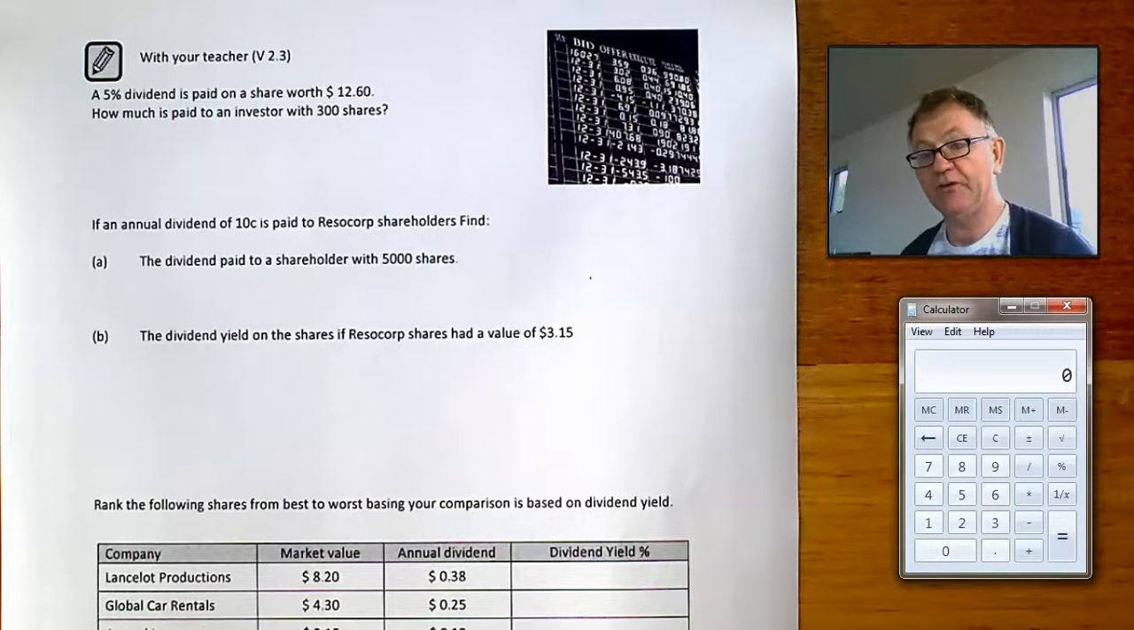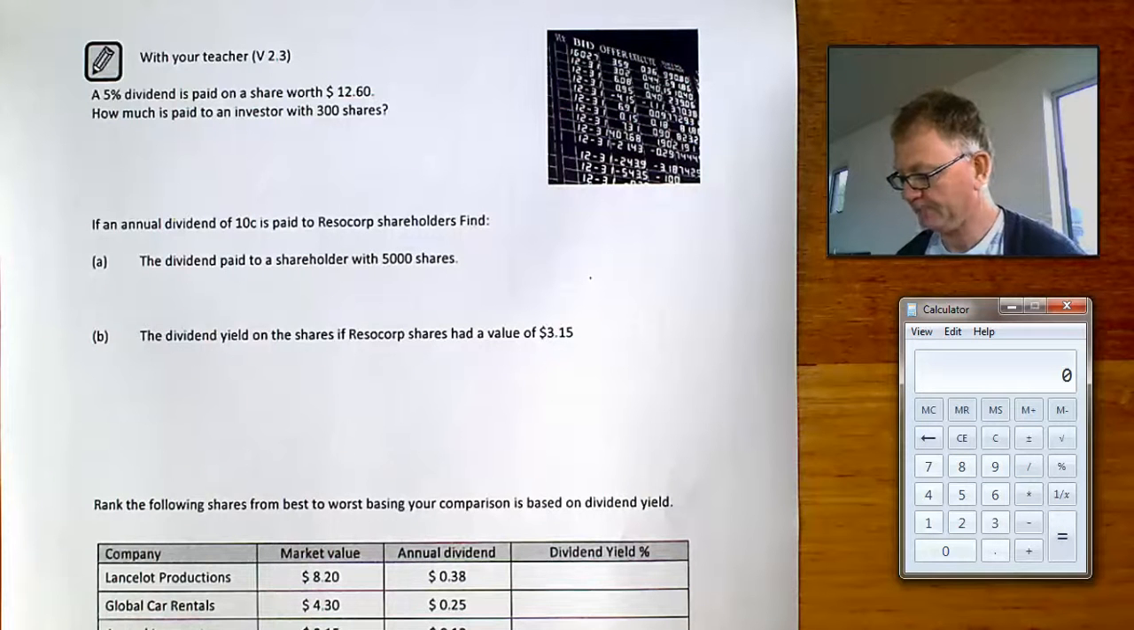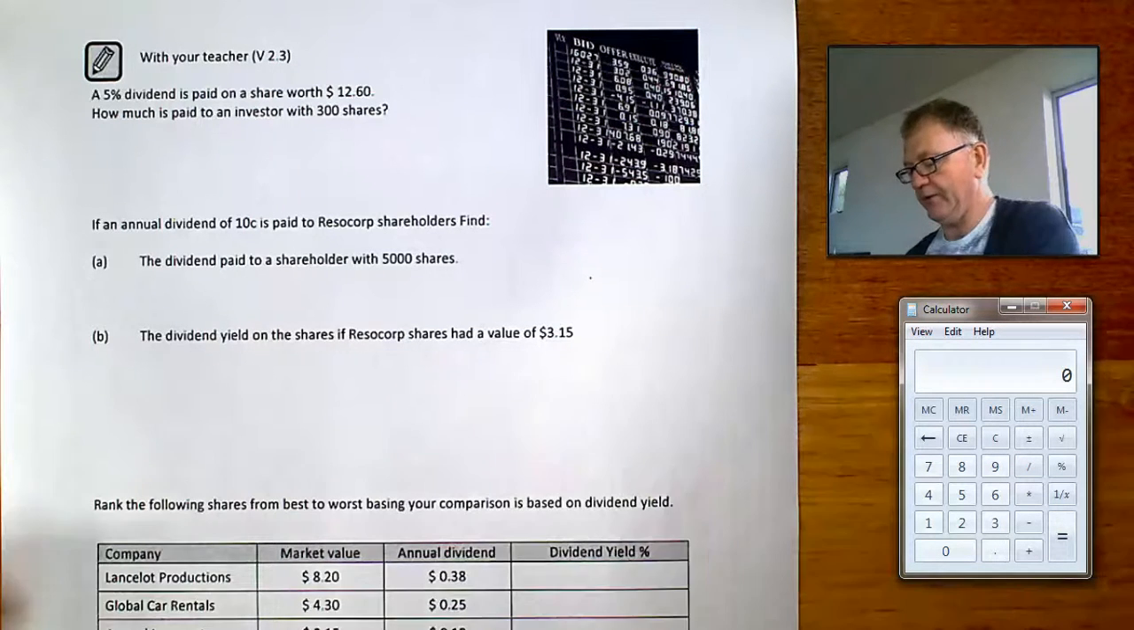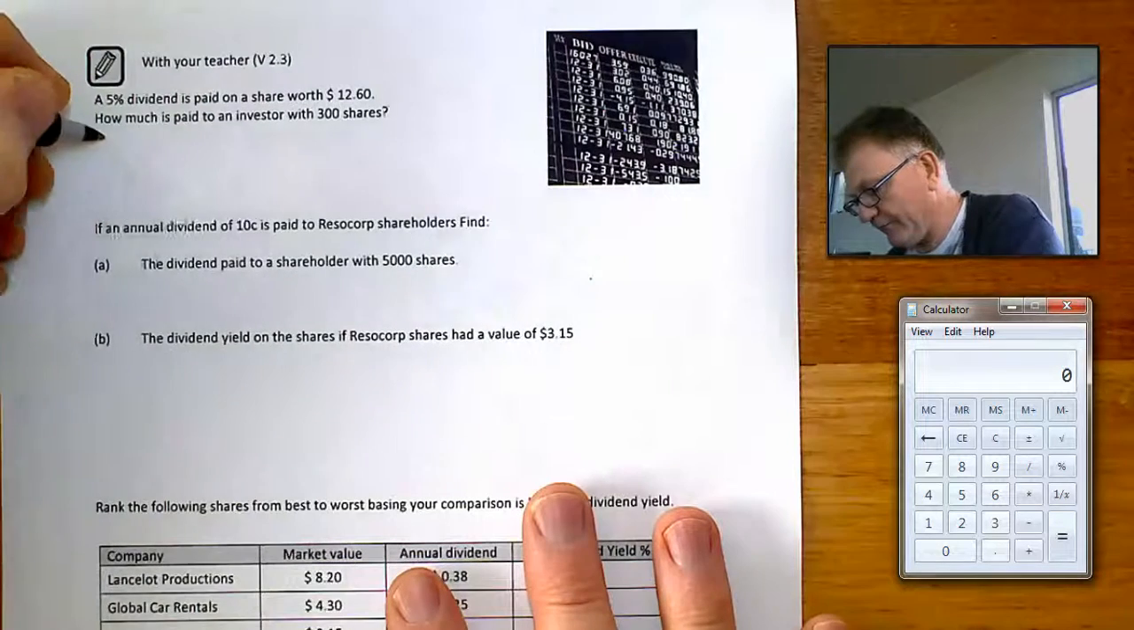Doing some questions here which involve the stock market. First says that a 5% dividend is paid on a share worth $12.60. We need to know how much is paid to an investor who's got 300 shares. Well, first of all, we have to work out how much dividend is paid per share. So we'll work out the dividend per share.